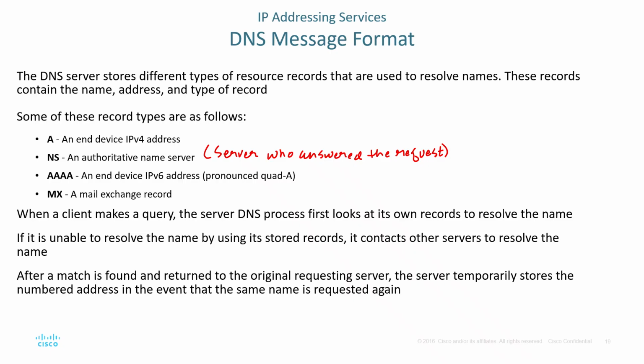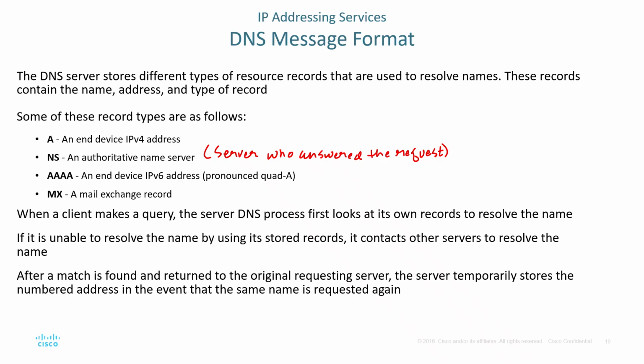So when a client makes a query, the server DNS process will first look at its own records to resolve the name. If it is unable to resolve the name by using its stored records, it will contact other servers to resolve the name. One thing you need to understand about DNS is that it is global in nature.